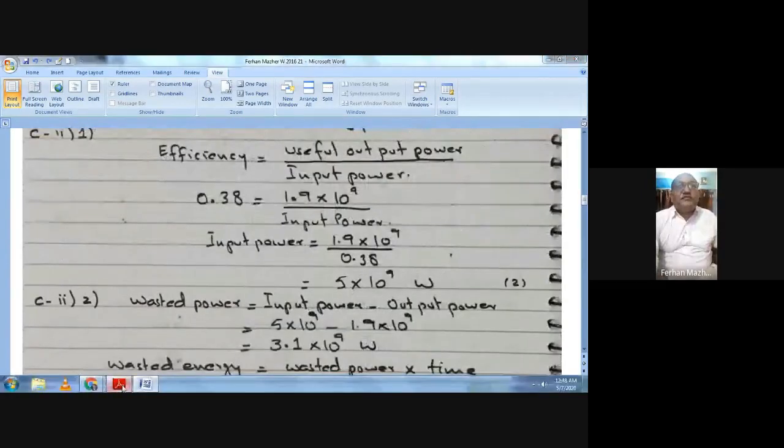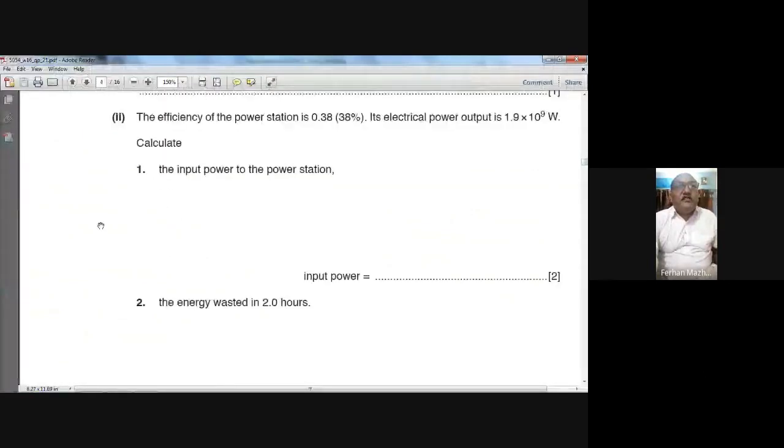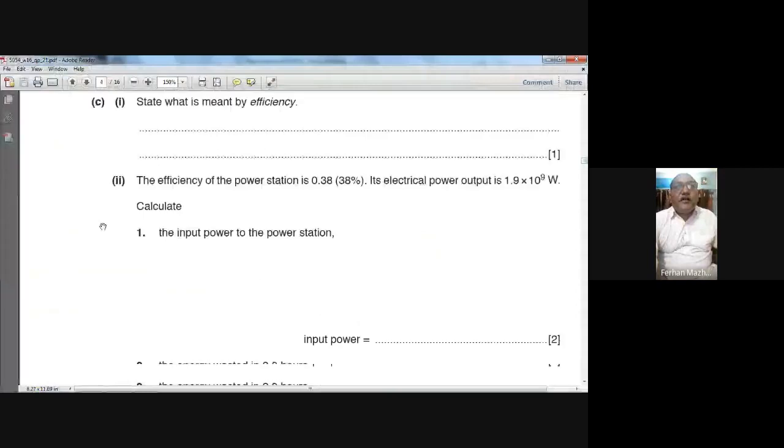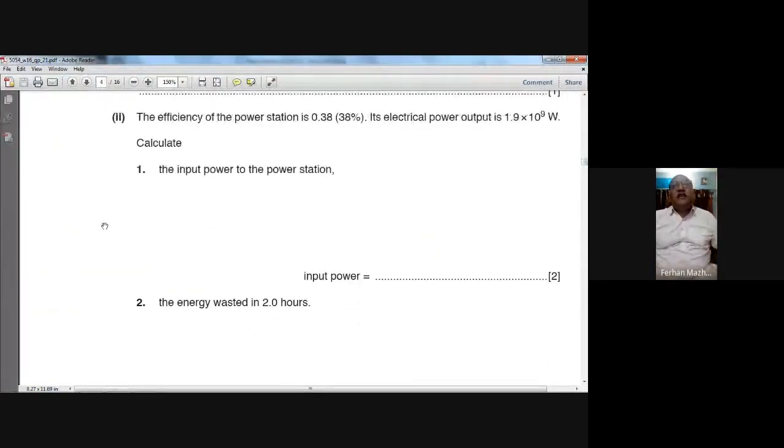Okay, next question is the second part. It says the efficiency of the power station is 0.38 or 38%. Its electric power output is 1.9 x 10^9 watt. Calculate the input power of the power station. It's a 2 marks numerical.